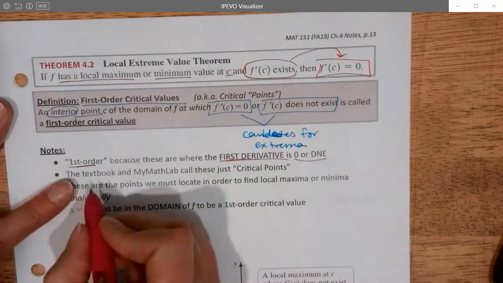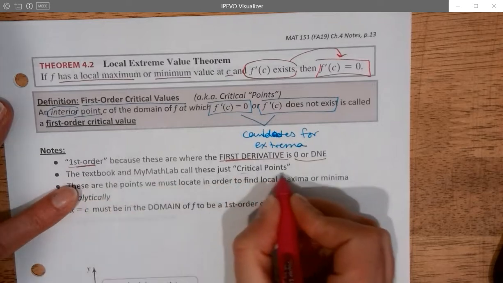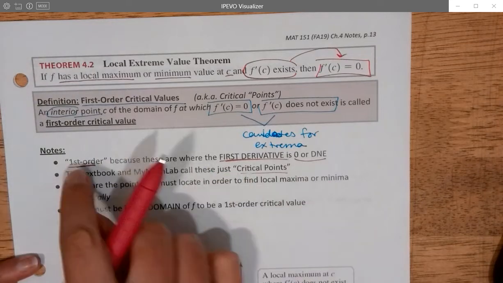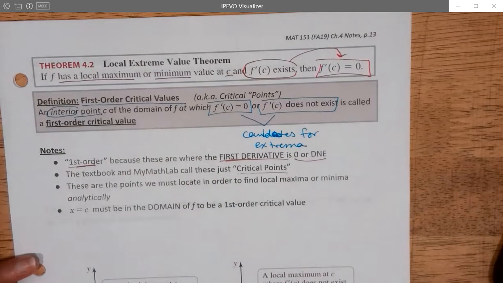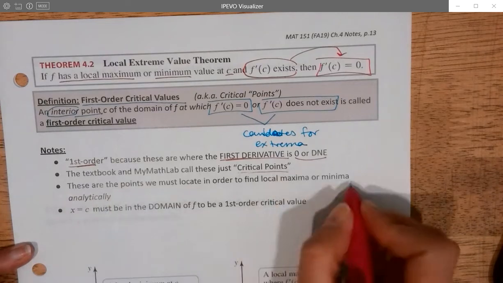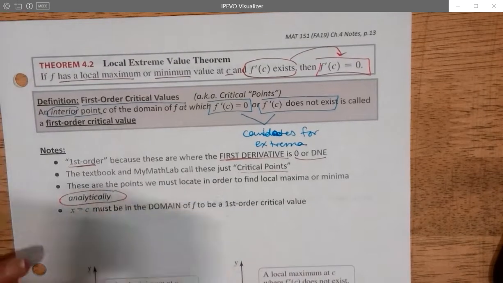In the textbook in my math lab, they're just called critical points, which can be a little misleading because they use the same term for the second order ones, which is if the second derivative fails to exist or equals 0. So we're going to be a little more explicit there. These are our first order critical values. These are points that we must locate in order to find the maxima or minima analytically instead of looking at a graph.